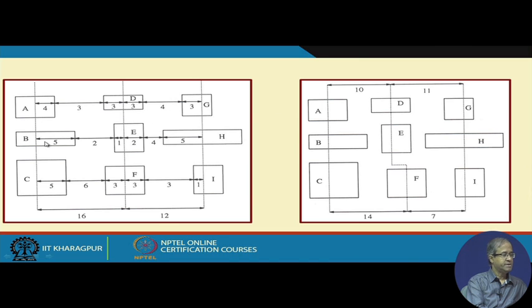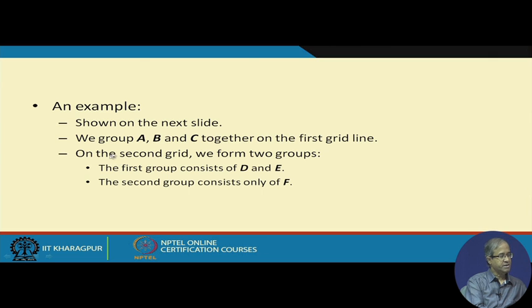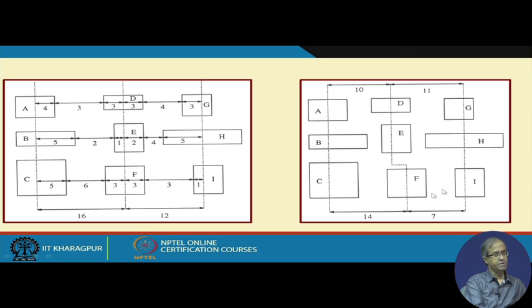Let us say maybe this B is also moving. This is just an illustrative example. So, this causes this grid line to be broken here. F is not moving, but D, E have moved. So, what we are saying is that on the second grid D, E, F was there, within that we are forming two groups, one containing D and E, second group containing F. So, the basic idea is this. On each of the grid lines we carry out grouping, then we move these blocks according to the scenario.